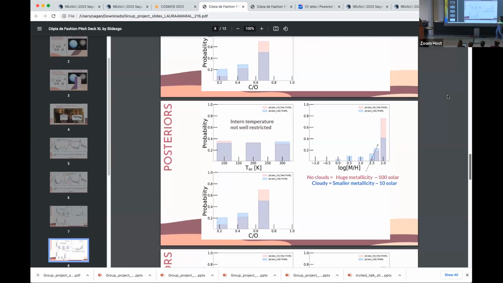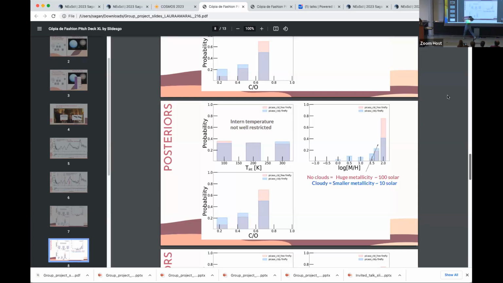Okay, so we have two types of modeling: with no clouds and with clouds. When you have no clouds, the posteriors show that you have a huge metallicity on this planet, like 100 times the solar metallicity in our solar system. But if you add clouds, you have a lower metallicity, because you can blame the clouds, and it's just 10 times solar.